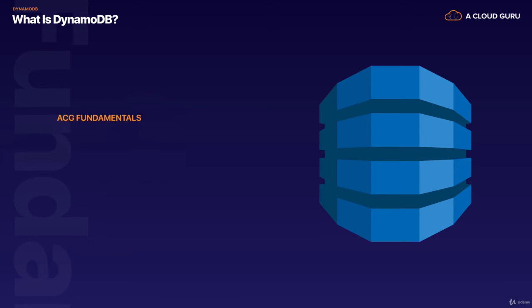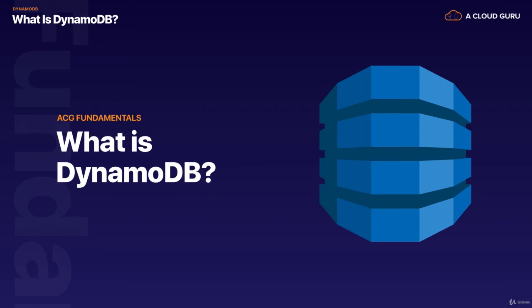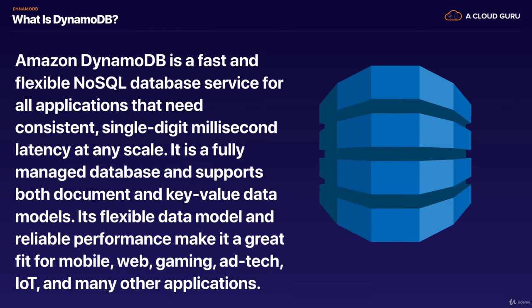So DynamoDB is Amazon's NoSQL database solution. So it's the opposite of RDS. So what is DynamoDB? Well, it's a fast and flexible NoSQL database service for all applications that need consistent single-digit millisecond latency at any scale. It's a fully managed database service and it supports both document and key value data models. Its flexible data model and reliable performance make it a great fit for mobile, web, gaming, ad tech, IoT, and many other applications. So definitely a lot of mobile developers do use DynamoDB.